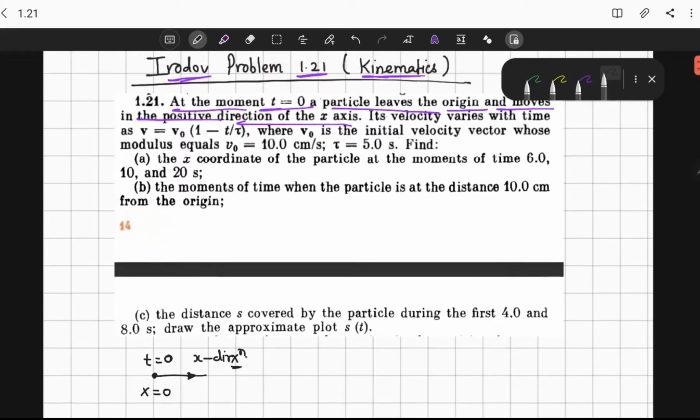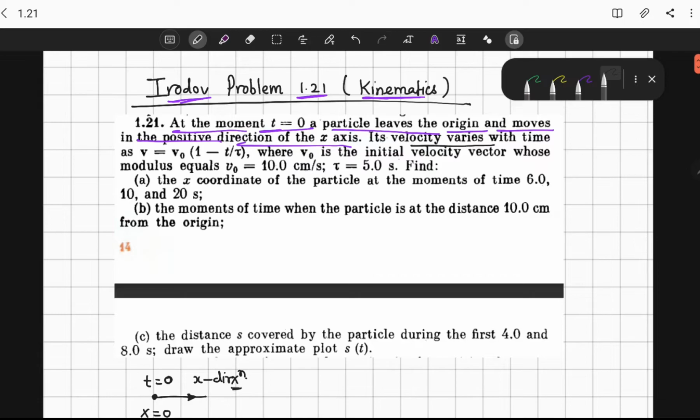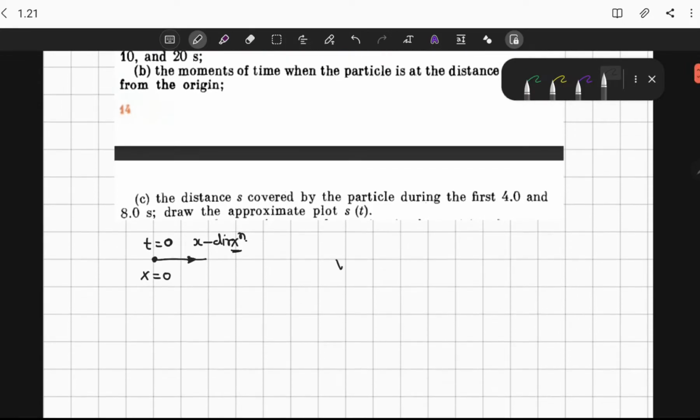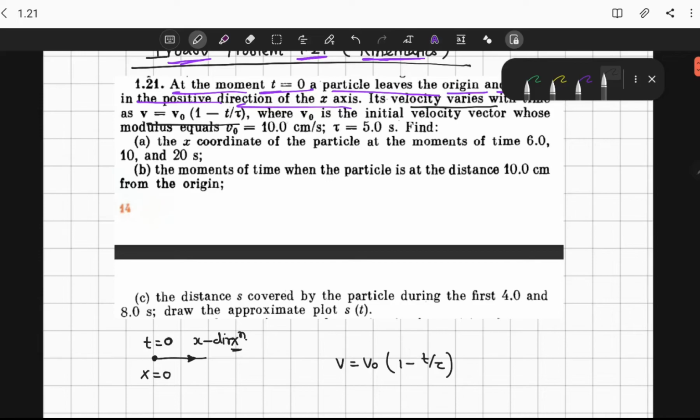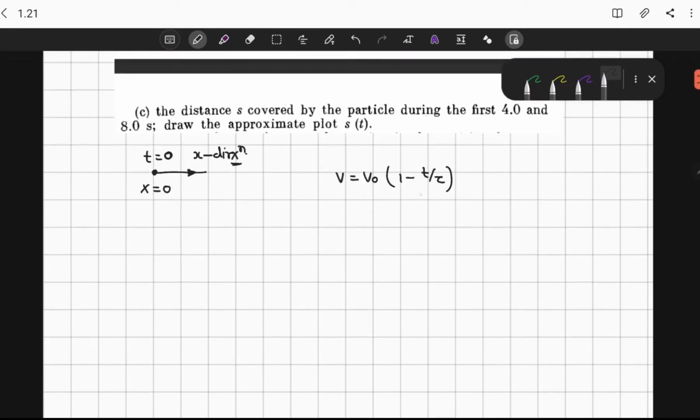Okay, and the expression of the velocity is given as v is equal to v naught times 1 minus t upon tau, and v naught is the initial velocity vector whose modulus is equal to 10 centimeter per second and tau is equal to 5 seconds. So v naught is given as 10 centimeter per second and tau is given as 5 seconds.